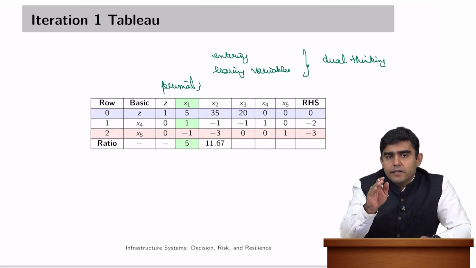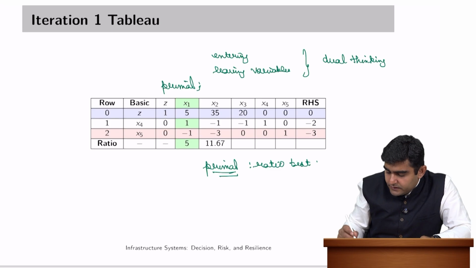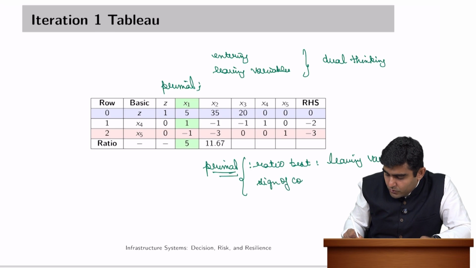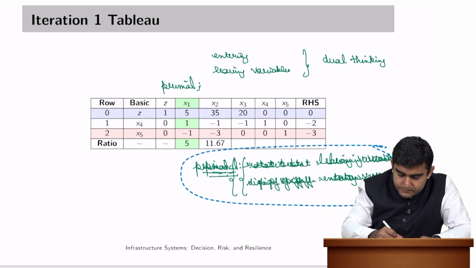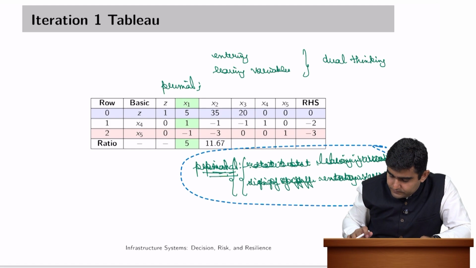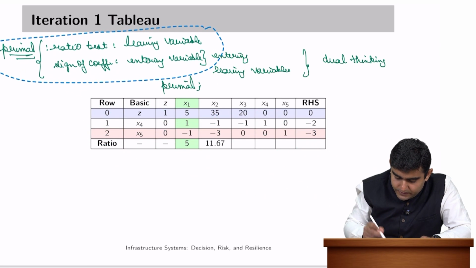If you remember, in primal form, we were doing the ratio test to decide the leaving variable, and we were checking the sign of the coefficient while deciding the entering variable. So, this was all about primal.